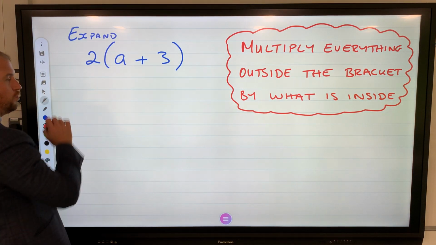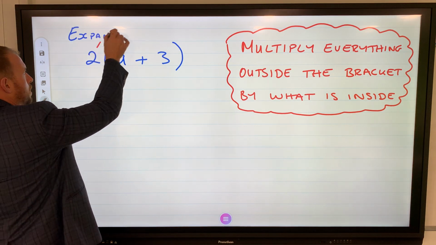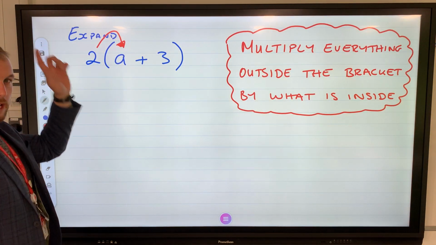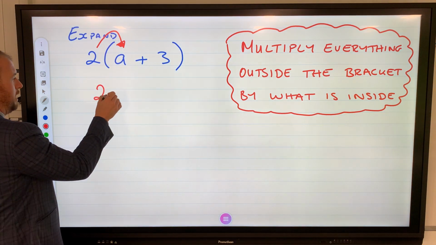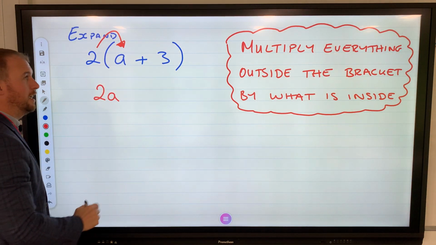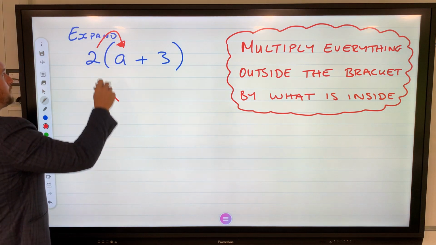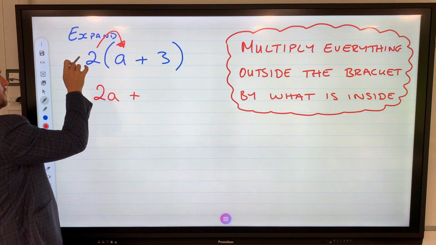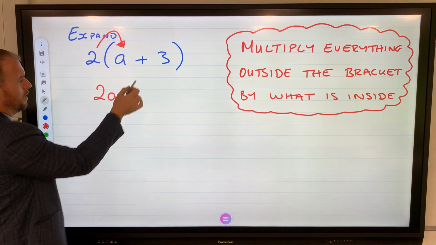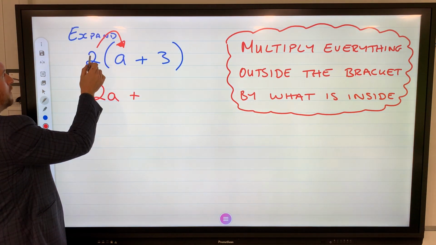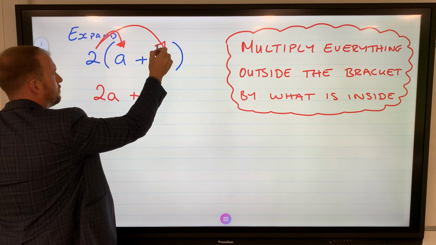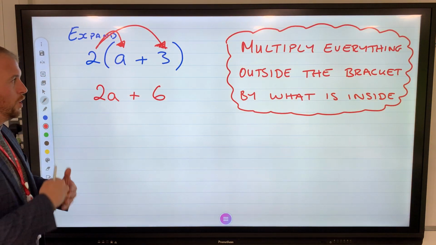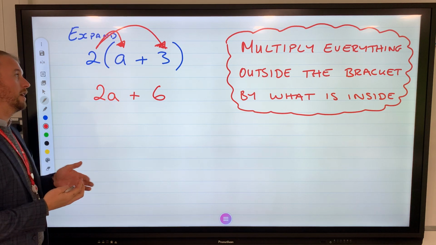Now, I like to draw arrows for these, okay? Just to show what I'm multiplying. I'm going to times these together. 2 times a is 2a. Remember, there's an imaginary times sign there. You just pop them together. Plus symbol. Because this is positive, I've got a positive times a positive, which is a positive. And then I've got 2 times 3 is 6. And that's it. We've expanded a single bracket.